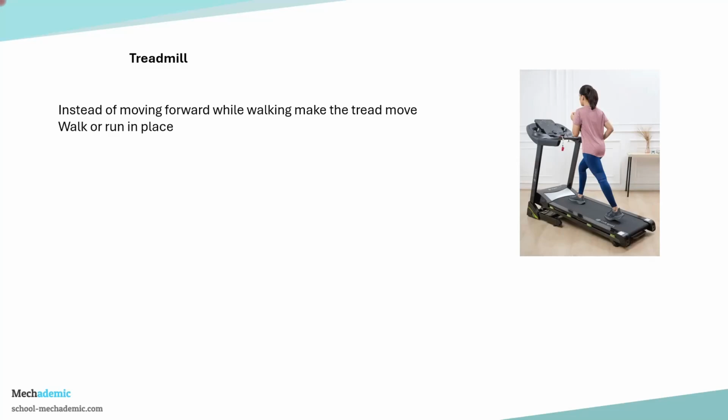Another very simple and intuitive example of how inversion has been used in product design is the treadmill. Instead of moving forward while walking, we make the tread move. That is, the ground on which we are walking, we make that move. We walk or run in place. We do not actually locomote. We walk, but we stay in the same place.